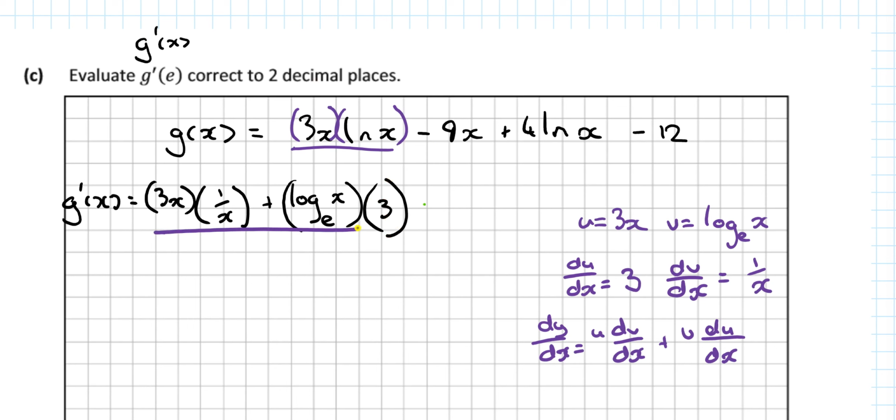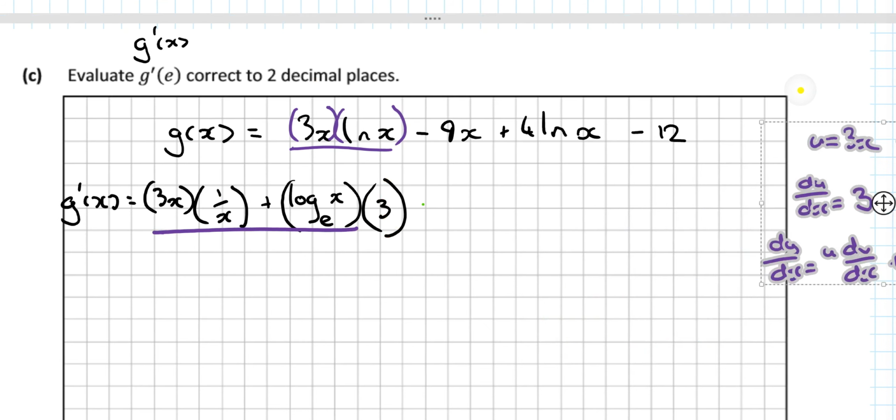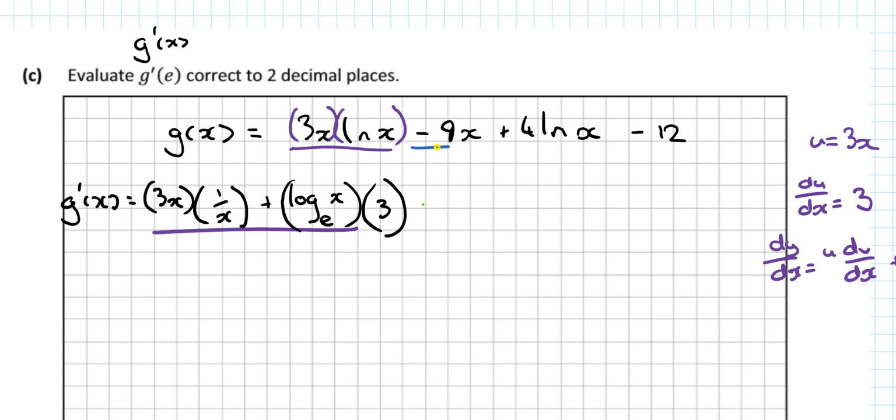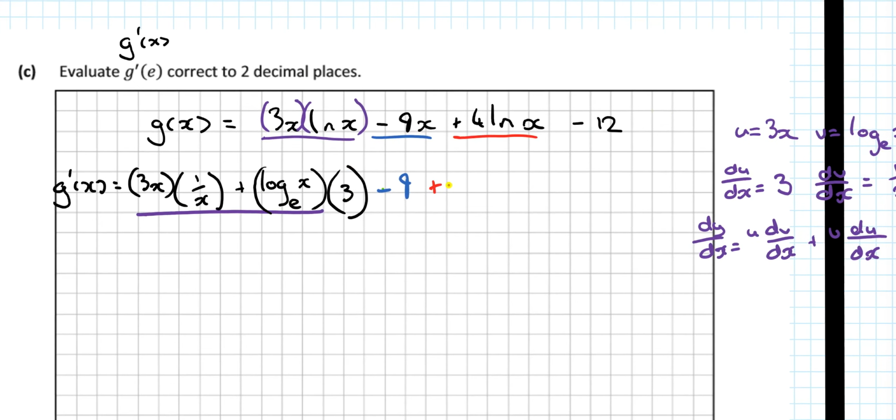So that's that section differentiated. I'm just going to move that off to the side here. To differentiate the minus 9x, you just differentiate that as normal. You're just getting minus 9. To differentiate the plus 4 ln x, or 4 log to the base e of x, you're just getting 4 times 1 over x, and the constant then disappears at the end. Before we sub in the e to evaluate g dash of e, we should simplify this.